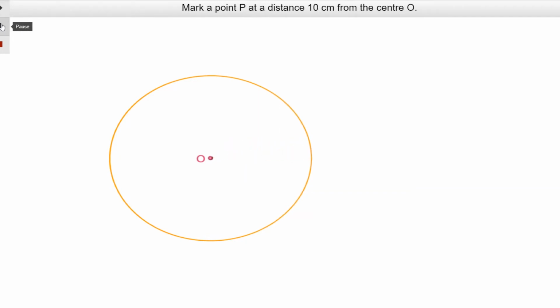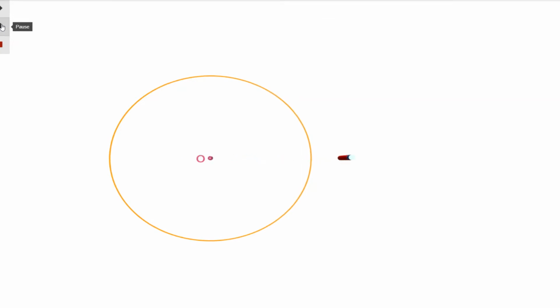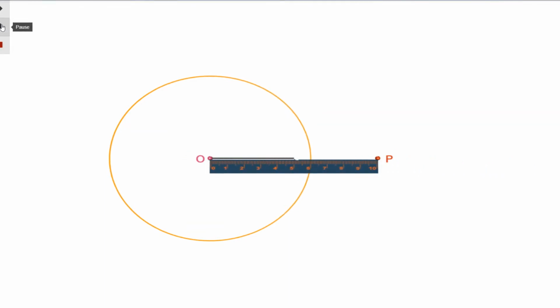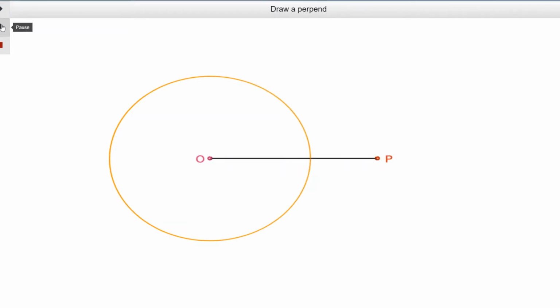Now mark a point P at a distance 10 cm from the center O. So see, we have marked a point P and OP is 10 cm. With this point P, we have to draw tangents to the circle. From an external point, we can draw two tangents.